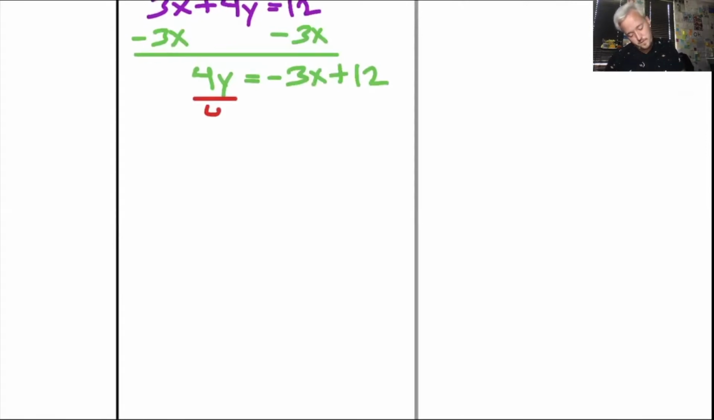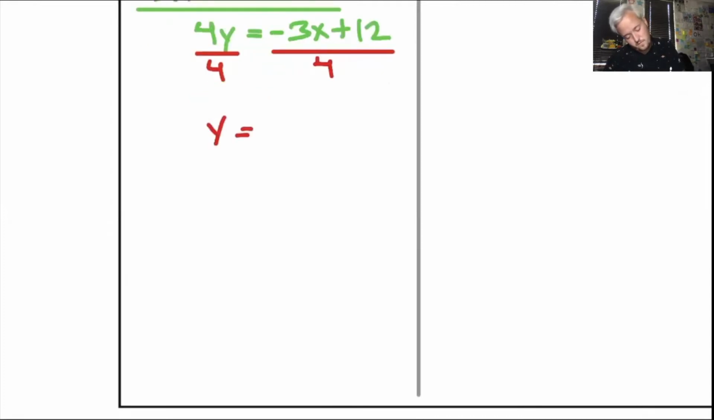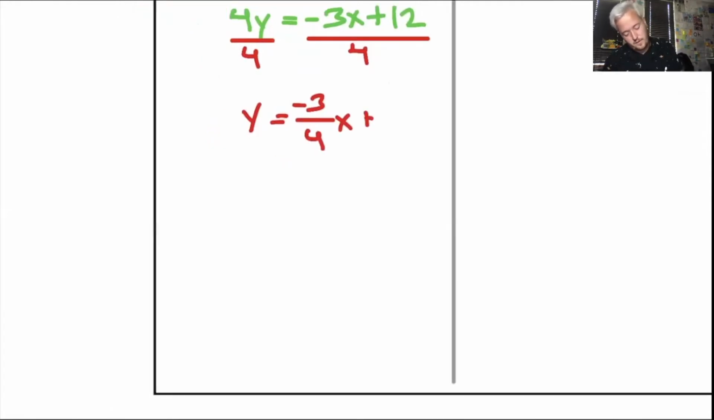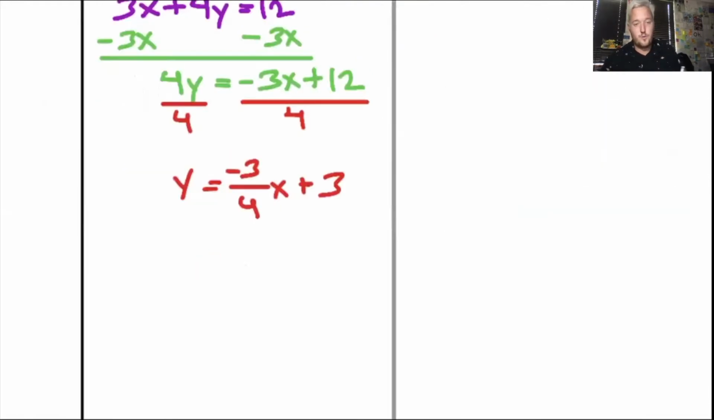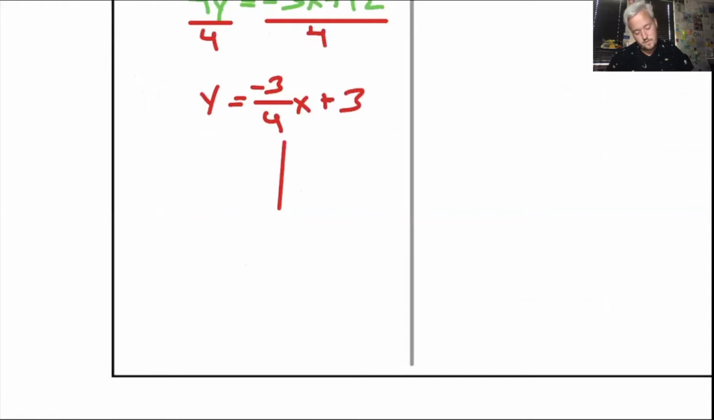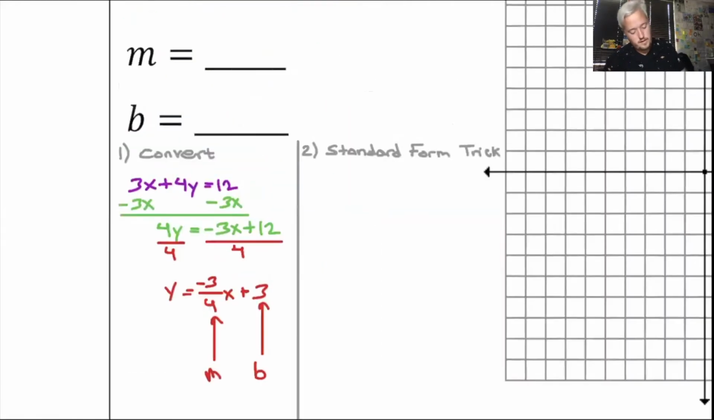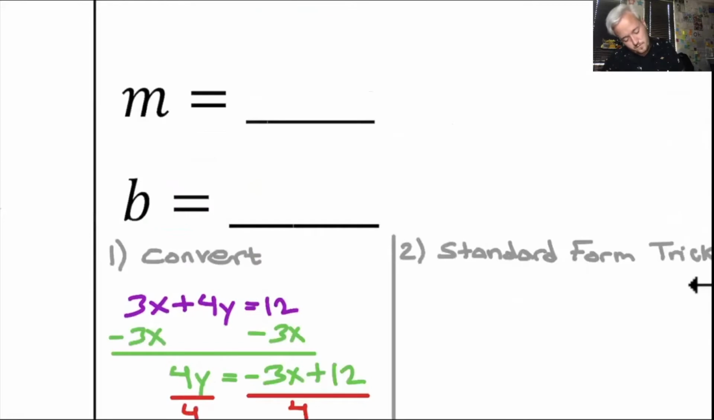So 4, I'm going to divide. So I have y equals negative 3/4 x plus 12 divided by 4, which gives you 3. So in this case, we have a slope of negative 3/4, which is our m. That's a terrible m, but you get the idea. And we have a b value of 3. That's not a b. That's a b. Everything's fine. So we have negative 3/4, which is our slope, and a b value, which is 3.